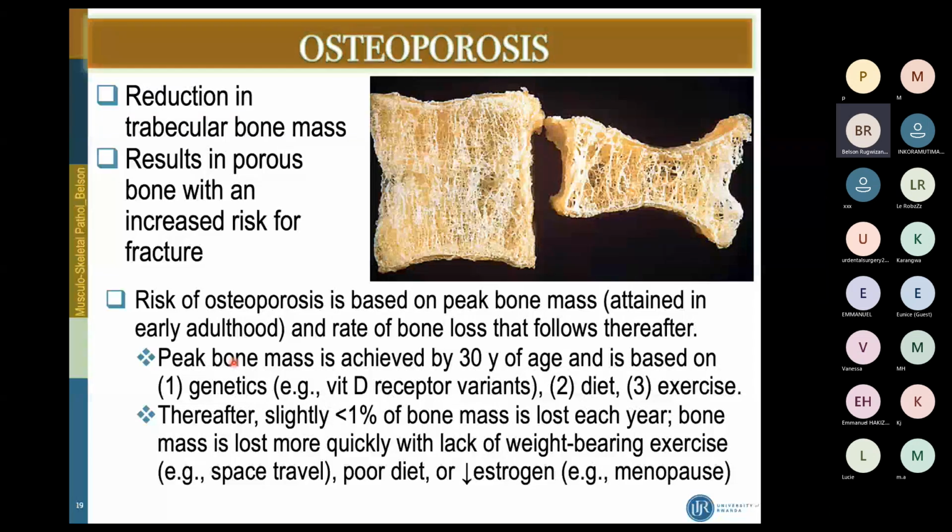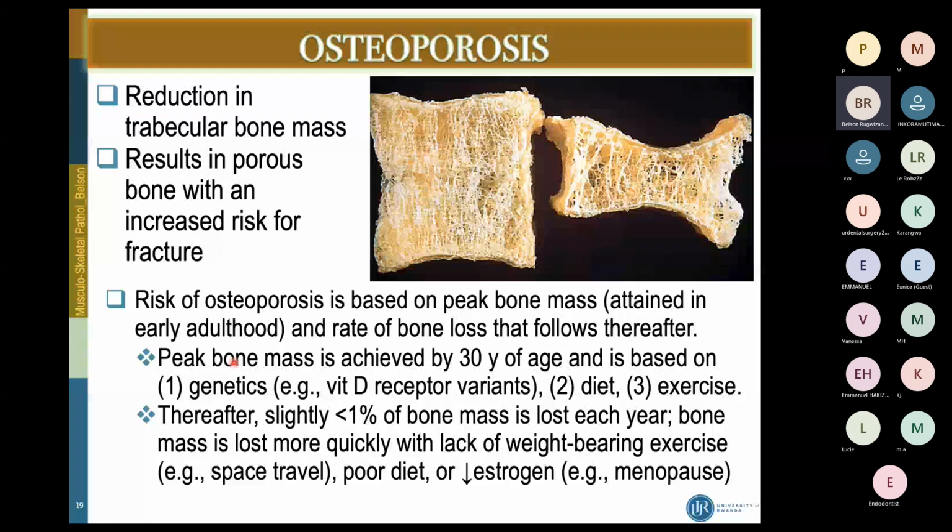So osteoporosis is the reduction in trabecular bone mass, results in a porous bone with an increased risk of fracture. So the risk of osteoporosis is based on a peak bone mass attained in adulthood and the rate of bone loss that follows thereafter.